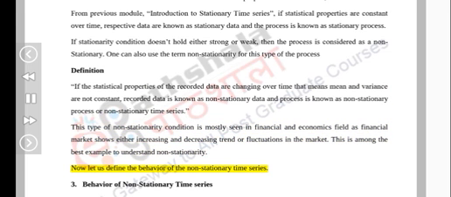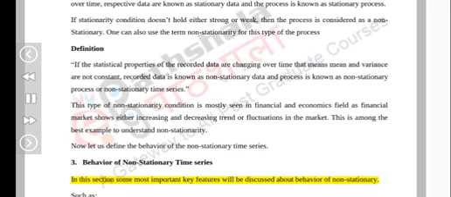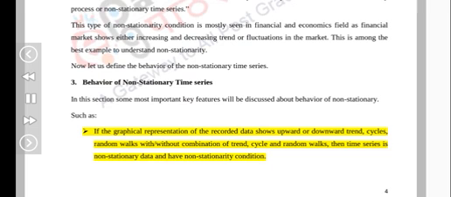Now let us define the behavior of the non-stationary time series. 3. Behavior of non-stationary time series. In this section, some of the most important key features of the behavior of non-stationary series will be discussed. If the graphical representation of the recorded data shows an upward or downward trend, cycles, random walks, with or without a combination of trend, cycle and random walks, then the time series is non-stationary data and has a non-stationarity condition.